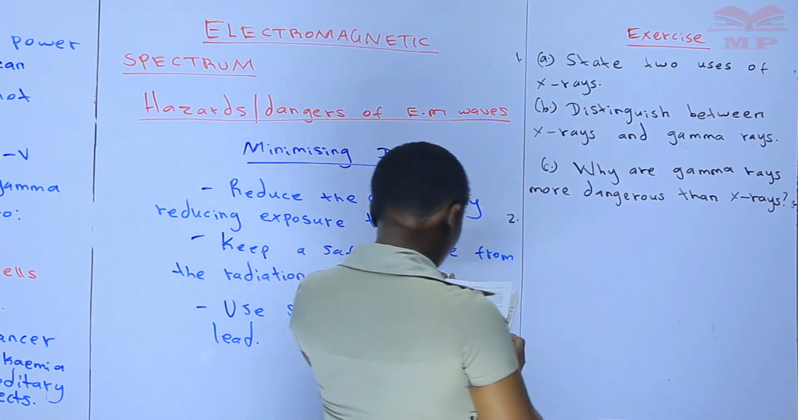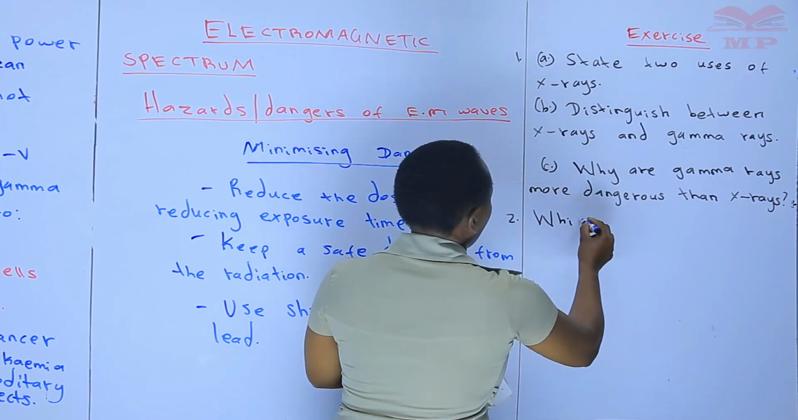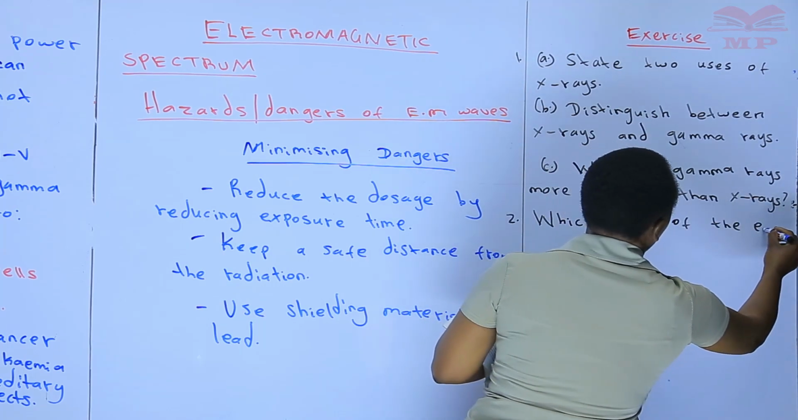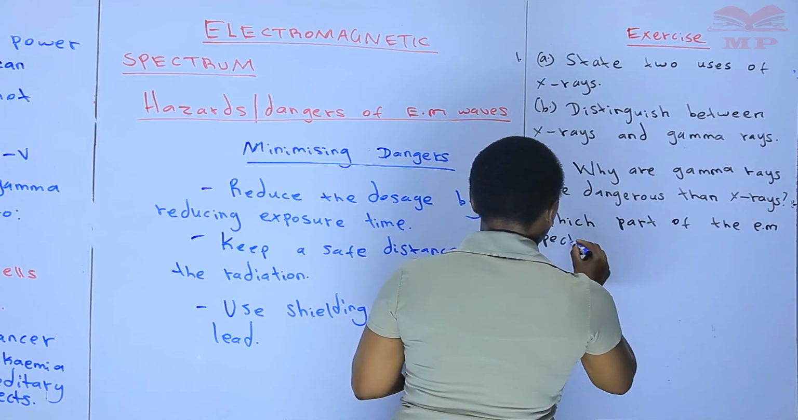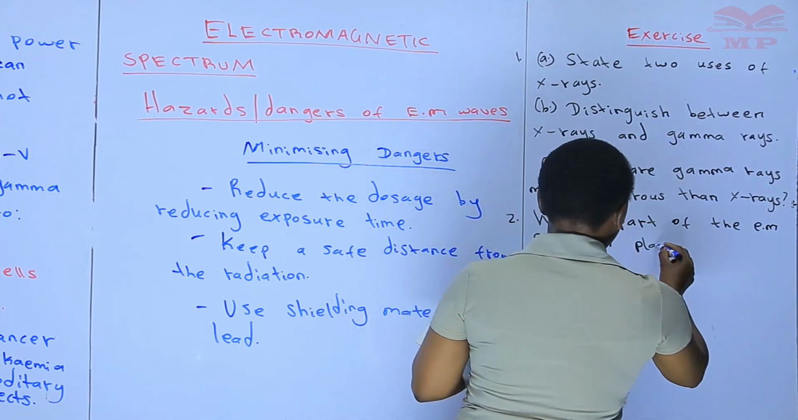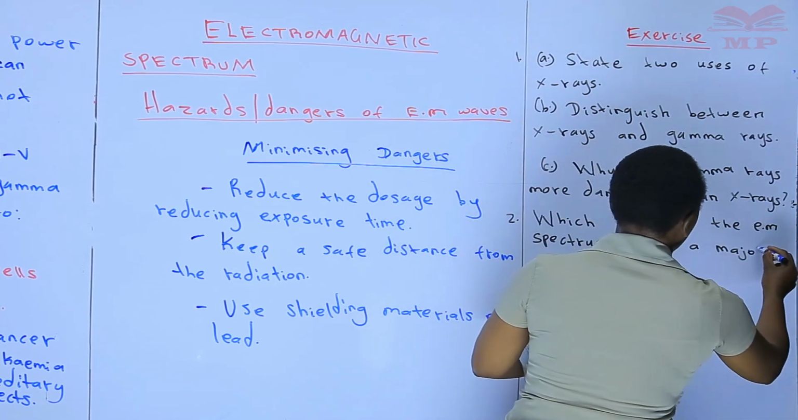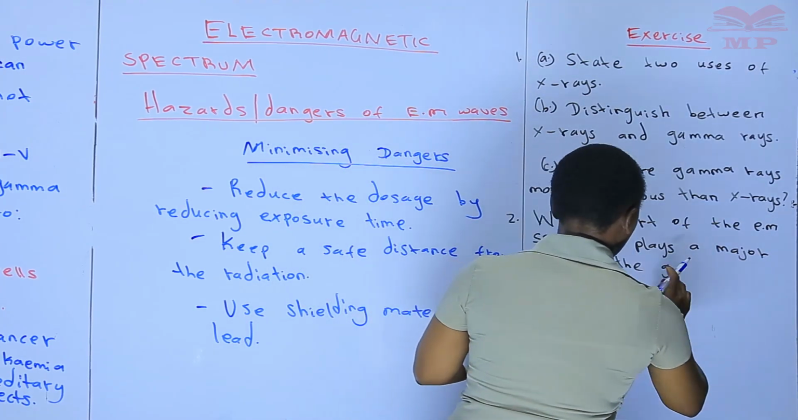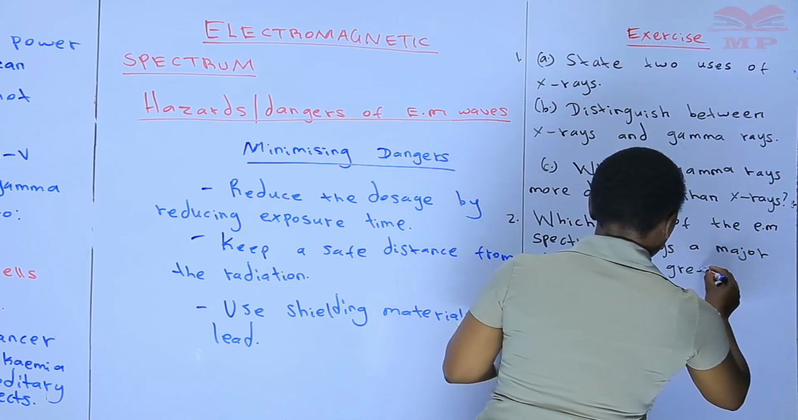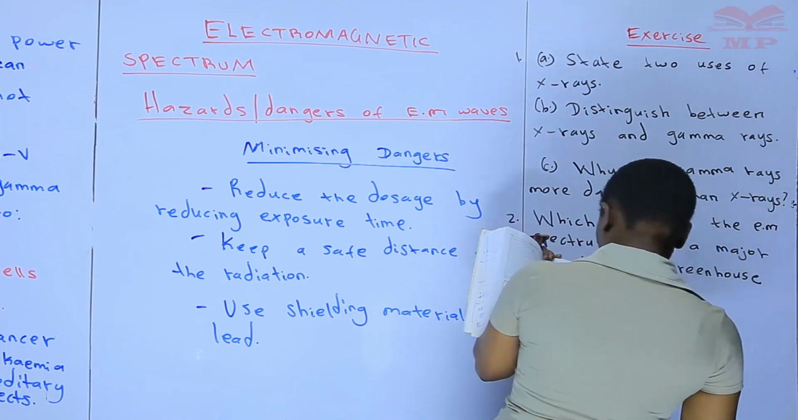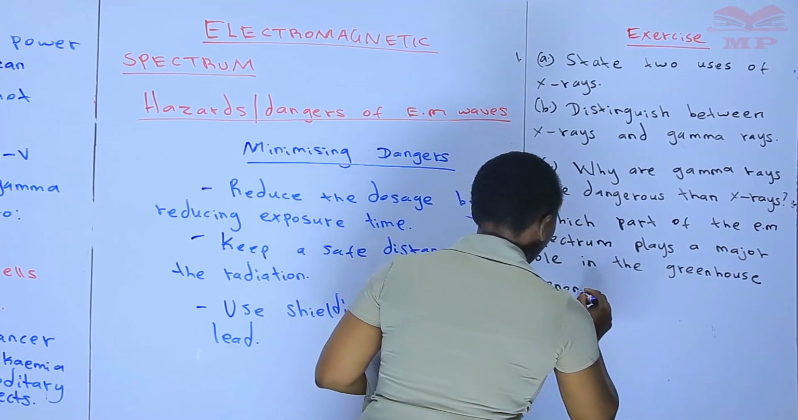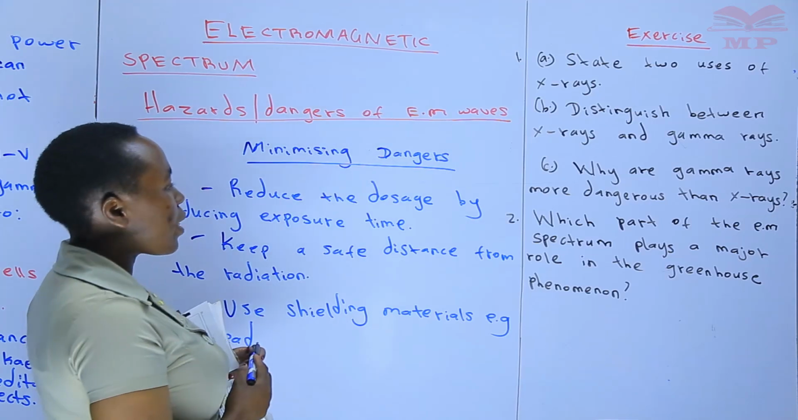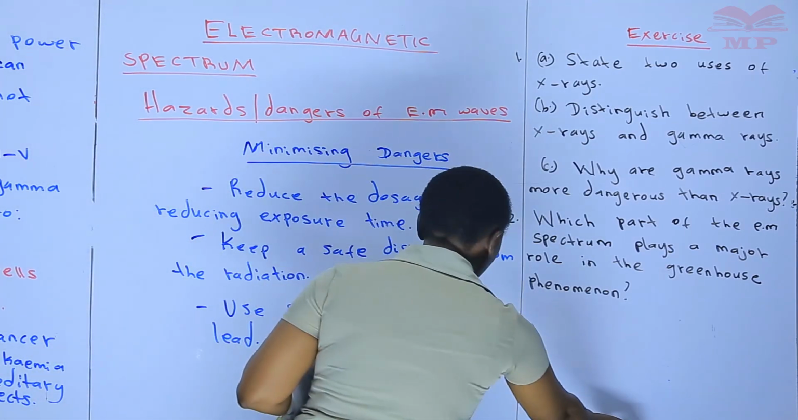Question number 2. Which part of the electromagnetic spectrum plays a major role in the greenhouse phenomenon? So which part of the electromagnetic spectrum plays a major role in the greenhouse phenomenon?